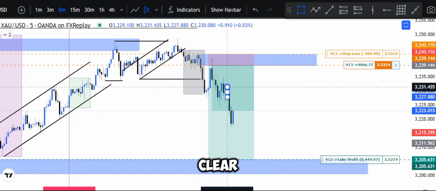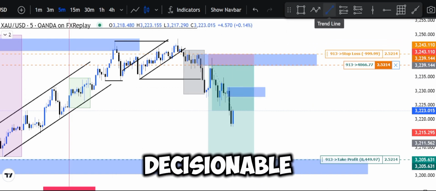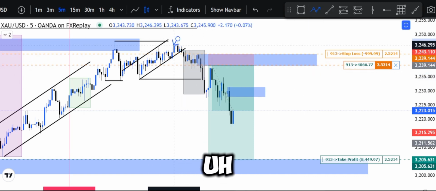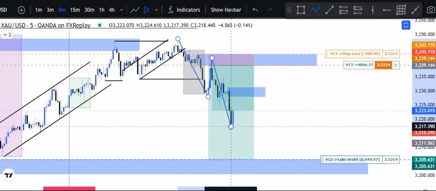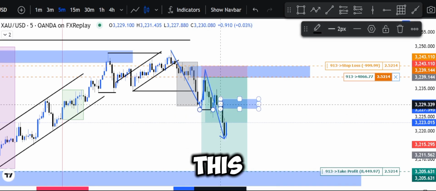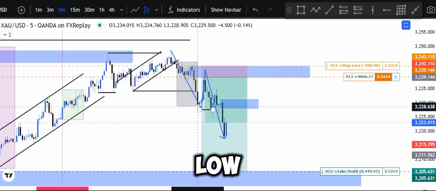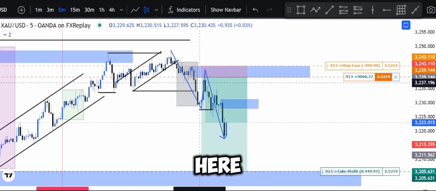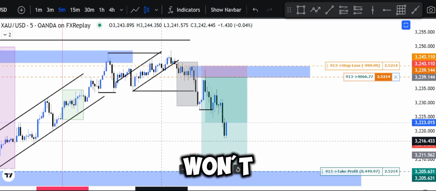Now we have a clear one, but there is something wrong. This one is not even decisional. Price moved like this: higher high, lower low, lower high, lower low. You see that? This candle did not cause the break. It did not even react from this low. It just looked at it, then broke it. The supply must be somewhere here, but there is no imbalance. So this one is invalid. I won't be taking this one.